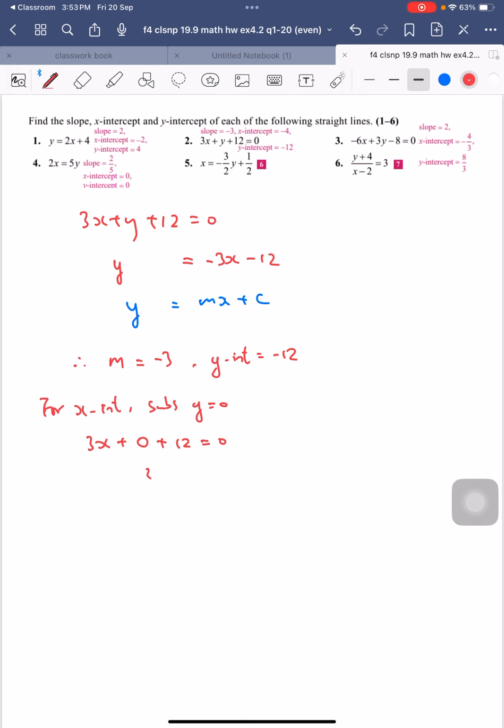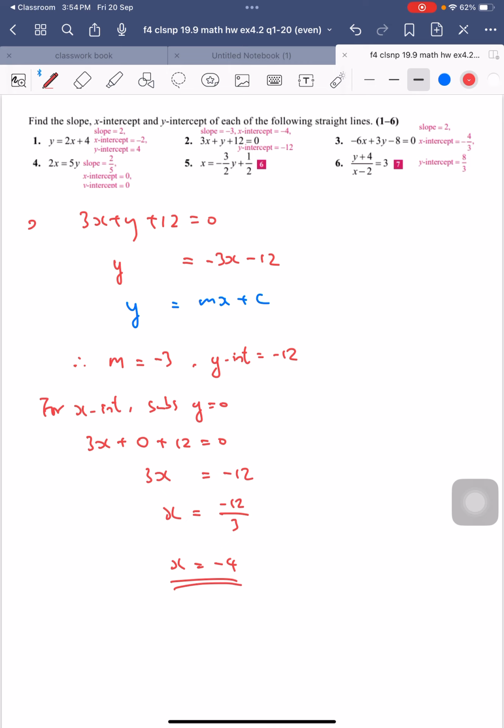Then now I have 3x = -12, because originally it's positive 12, moving to the right becomes negative. Then I don't want this 3, so move it to the right and it becomes divide. Now I have x = -12 divided by 3, giving you that the x-intercept is going to be equal to -4. So that's for question 2.